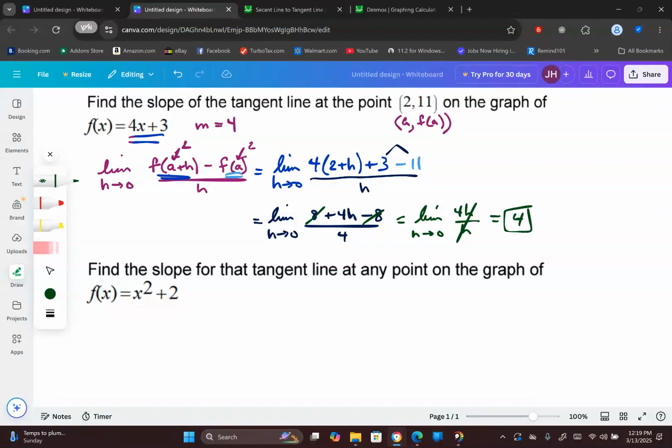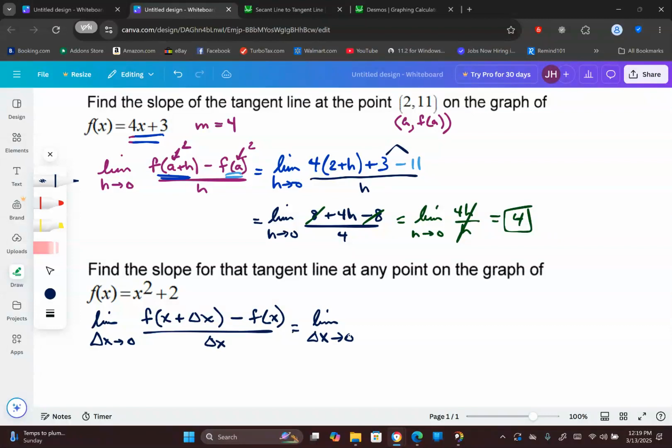It does work. Now, I'm going to do something a little bit different here. We're going to do the same procedure, except I'm going to find the slope of a tangent line at any point. In other words, I want a formula for the slope of the tangent line. This time I'm going to use the limit as delta x approaches 0 of f of x plus delta x minus f of x all over delta x. And this time I'm not going to tell you what x is. I'm not going to give you a value. So how do I do this?